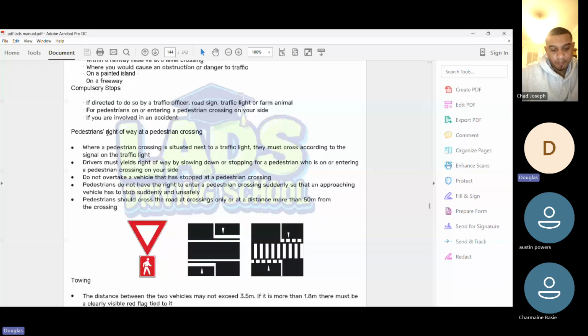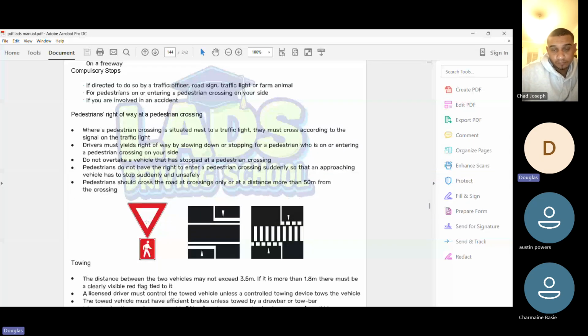Okay, and then number 5, pedestrians should cross the road at a crossing only, or at a distance more than 50 meters from the crossing. That is clear. So basically, pedestrian crossings have this type of sign. The top one is a yield sign. At the bottom, it's a pedestrian. So when you see this combination, it's telling you that you need to yield for pedestrians when you're entering the area. Meaning when you see this sign, already adjust your speed to be alert of pedestrians that might be crossing the road, so that if they're crossing, you need to give them right of way.